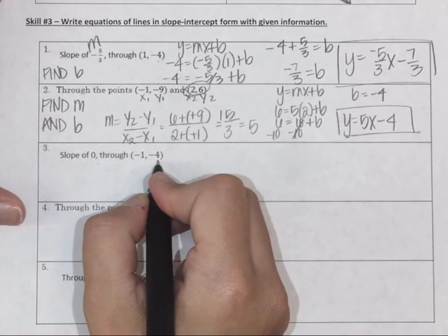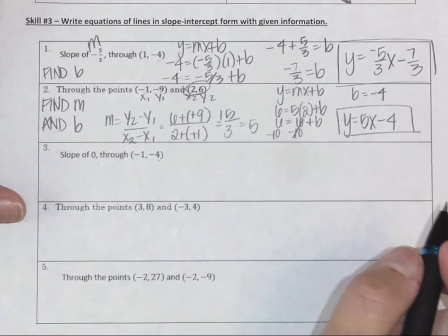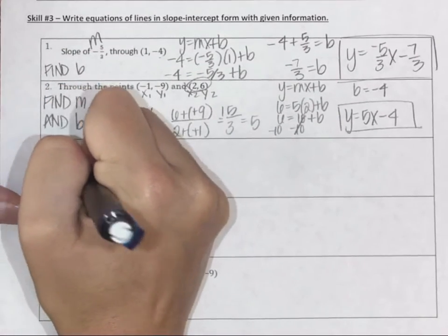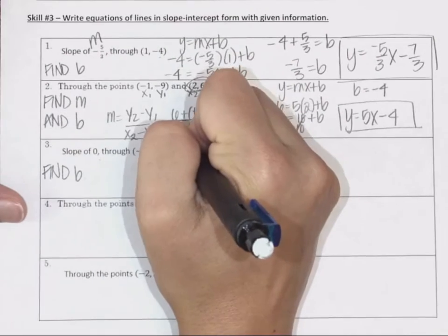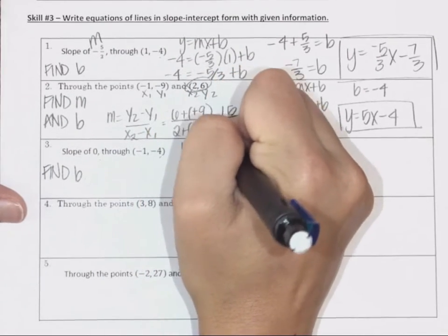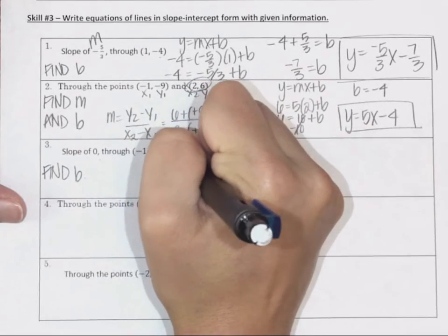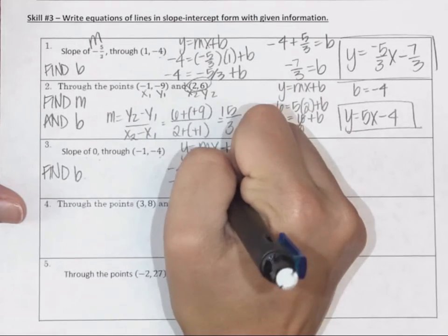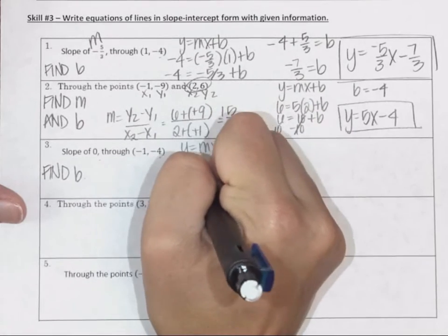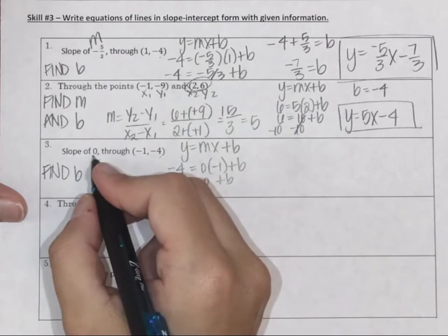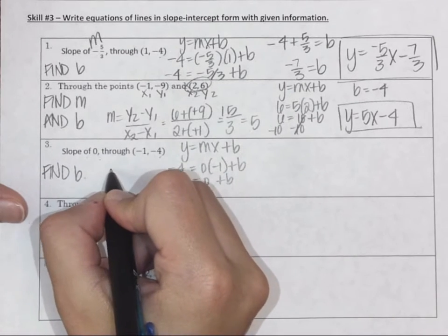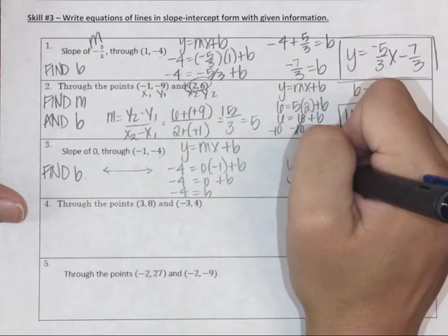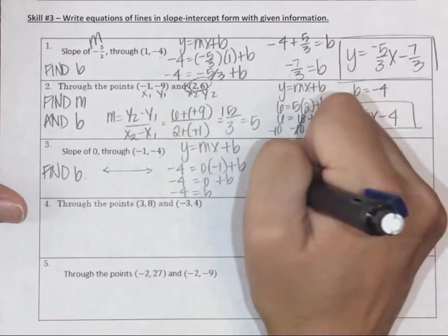Number 3, we have a slope of 0 and an ordered pair, -1, -4. So if we have our slope and we have an ordered pair, that means all we need to do is find b. So we are going to plug in the ordered pair and our slope into our equation. We get -4 is equal to 0 times -1 plus b, which would be -4 is equal to 0 plus b. So -4 is equal to b. If it is a slope of 0, that means it is a horizontal line, which has the equation y equals whatever your y-intercept is, which was -4.